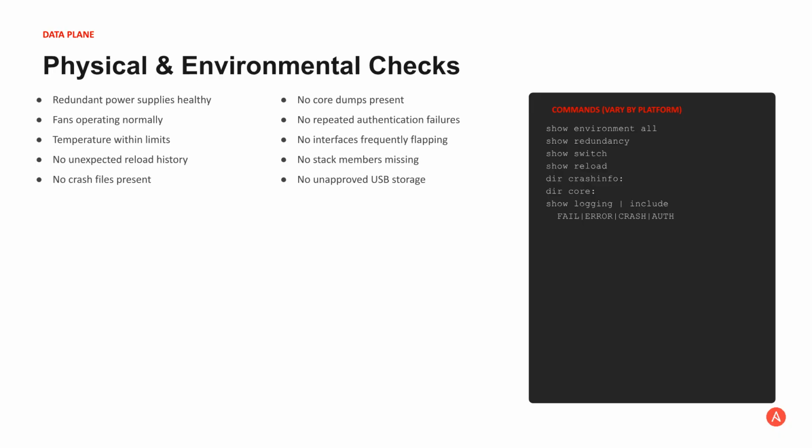Physical and environmental health is often overlooked in security reviews. We monitor for failed power supplies, fan issues, and repeated interface flapping, which can be early indicators of hardware failure or tampering. We also scan for crash files and core dumps, which may suggest that an exploit is causing instability.